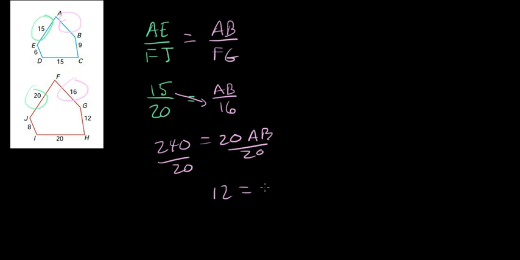Now, we're just going to use the cross multiplication property. And 15 times 16, 240, equals 20 times AB. Divide by 20, and we get 12 equals AB. And just to make sure, go back and take a look.